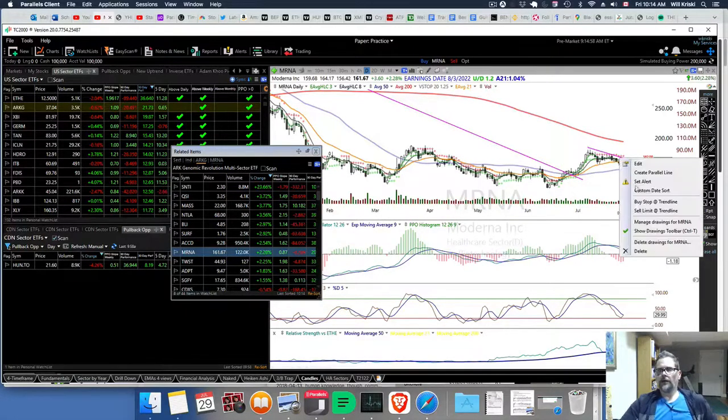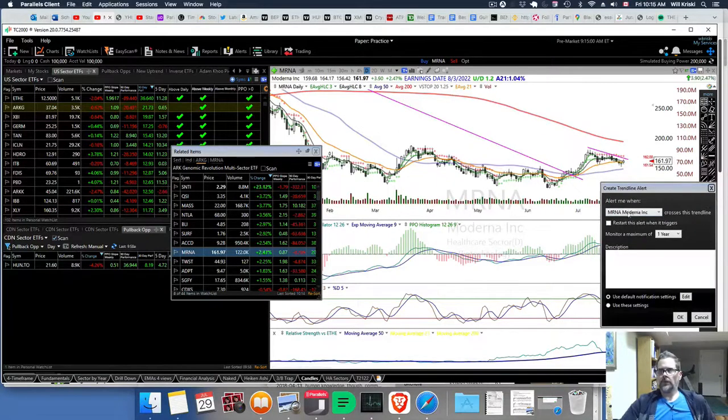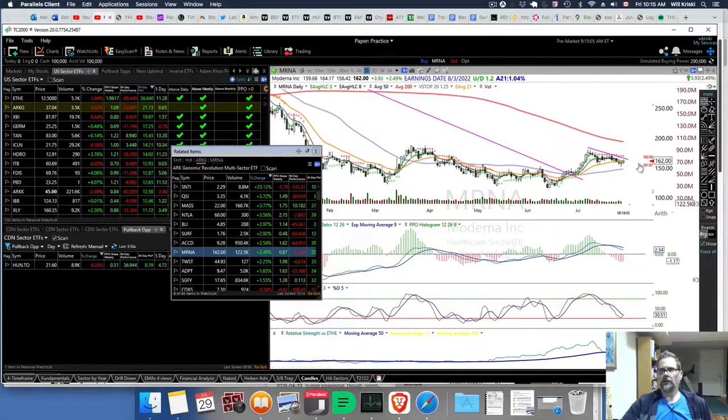Then I right click on that and I say set alert. And then it says alert me when it crosses the trend line. Then I don't have to watch it all the time. And the trend line extends over time. Basically, you'll get notified by text message or in a pop up here. You can set it up however you want to be notified.